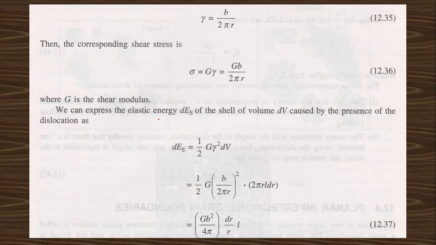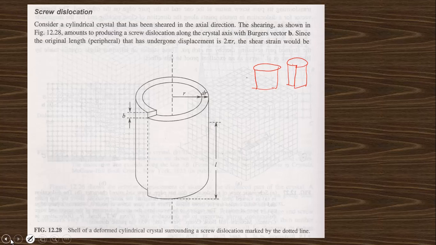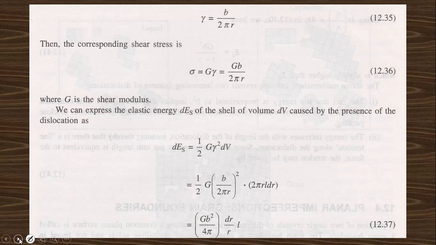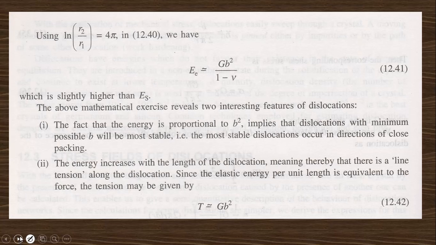This is the expression of the shear stress of this dislocation. For each dislocation, the energy per unit length is found to be like that. This is the expression for this cylinder, where R1 and R2 are the internal and external radius, and this value is nearly 4 pi, and this is the excess energy.